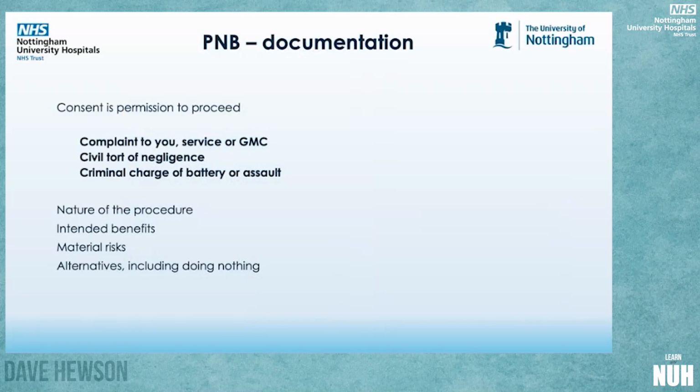So this is maybe just teaching Granny to suck eggs a little bit, but in terms of protection against complaint or, at the most severe end, a clinical negligence claim, consent is obviously permission to proceed. We need to explain the nature of the procedure, which I think we usually do very well in peripheral nerve blockade, intended benefits, material risks, which I'll come to, and then something that perhaps isn't documented quite as well, which is whether we've explained alternatives to patients, including doing nothing.